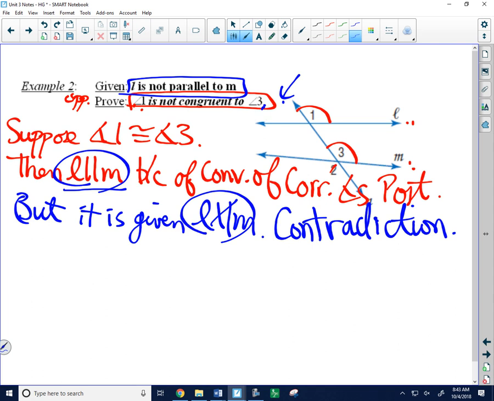All right, so I finish up, but it is given L is not parallel, so there's a contradiction. And so I'm going to finish up by saying, therefore, exactly what we want to prove. Angle 1 is not congruent to angle 3. You can again use that symbol if you want, the congruent but crossed out.